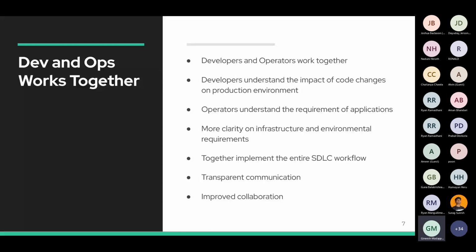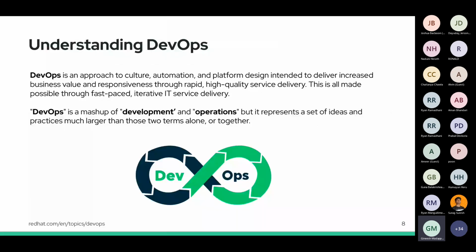Okay, now this is a very high level definition. Actually you can see different types of definitions for DevOps. Basically, it's an approach, it's a culture which includes automation, platform designing, and many other things. But our final target is to deliver software applications in a faster and efficient way, right? So it will help us to go to the market fast.